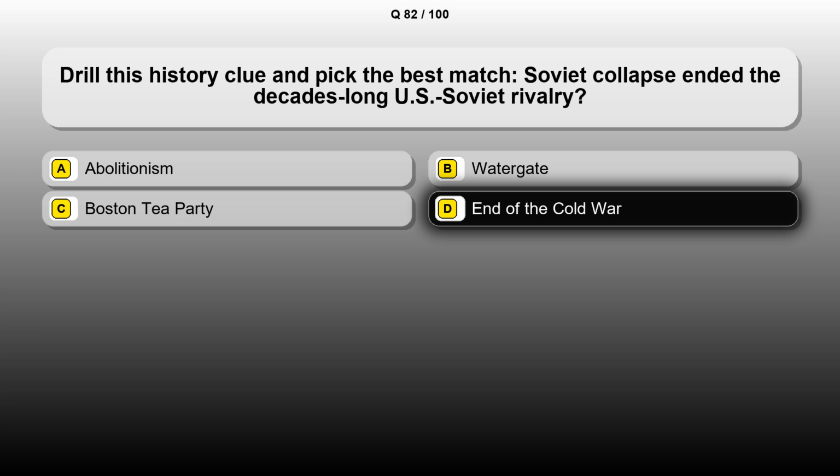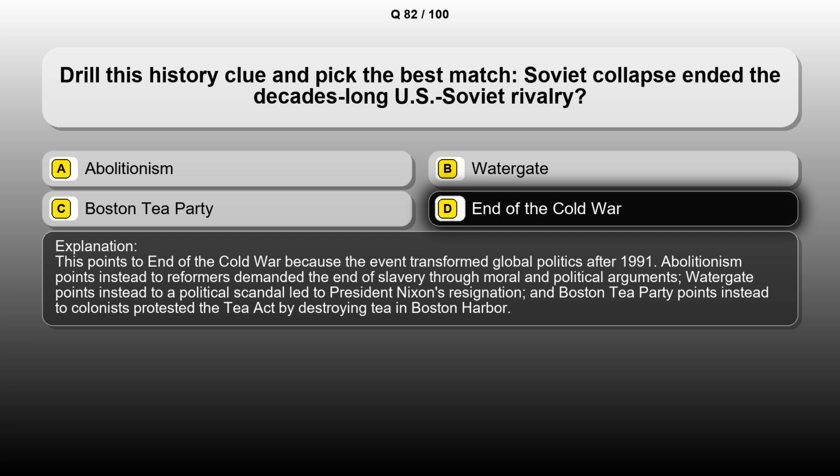The correct answer is option D, end of the Cold War. This points to end of the Cold War because the event transformed global politics after 1991. Abolitionism points instead to reformers demanding the end of slavery through moral and political arguments. Watergate points instead to a political scandal that led to President Nixon's resignation. And Boston Tea Party points instead to colonists protesting the Tea Act by destroying tea in Boston Harbor.